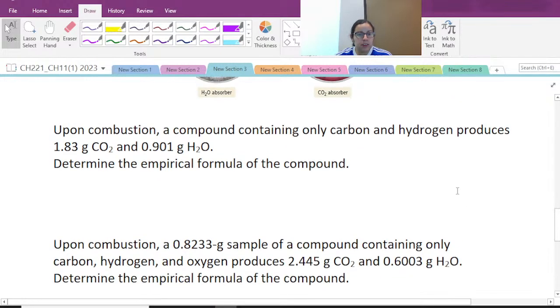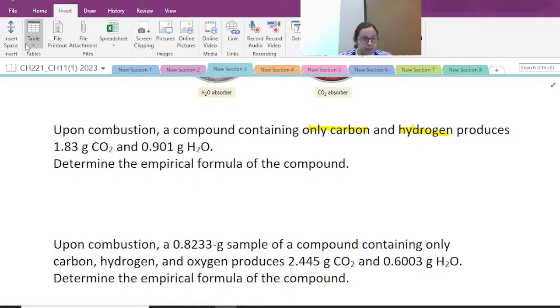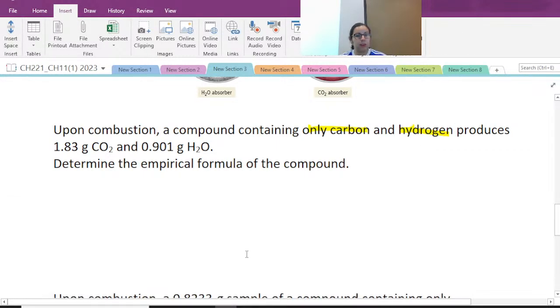All right, so let's look at this one. So this is a little easier in this case. So we'll start with this example. And so, right, we have only carbon and hydrogen, so we don't have to worry about the oxygen stuff. And so let's see what we should do.